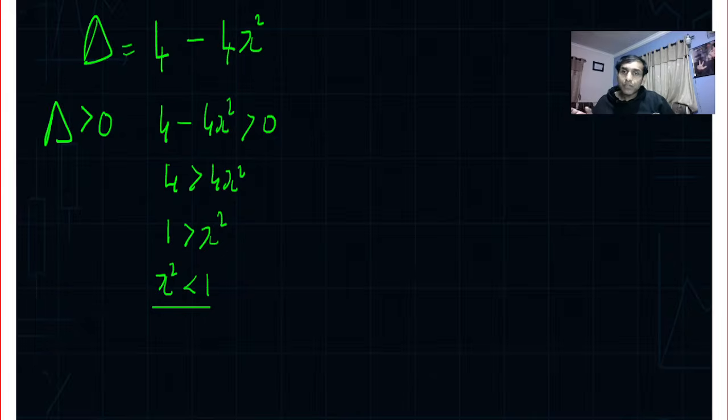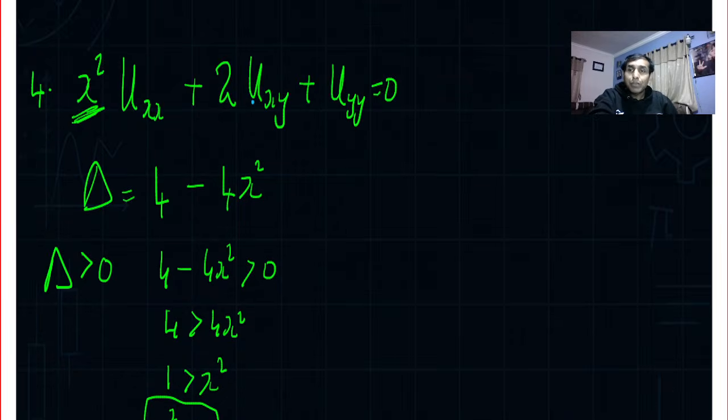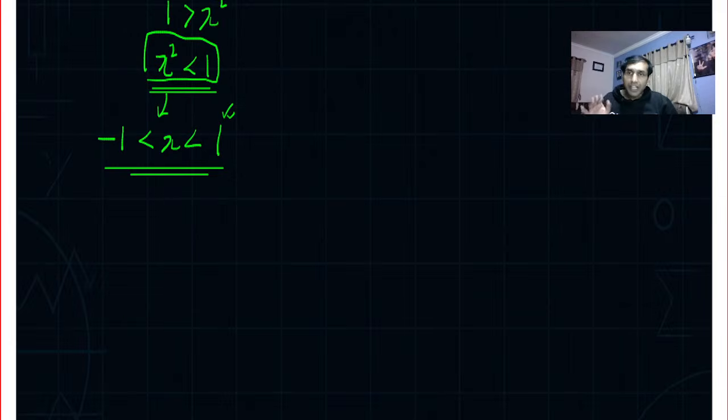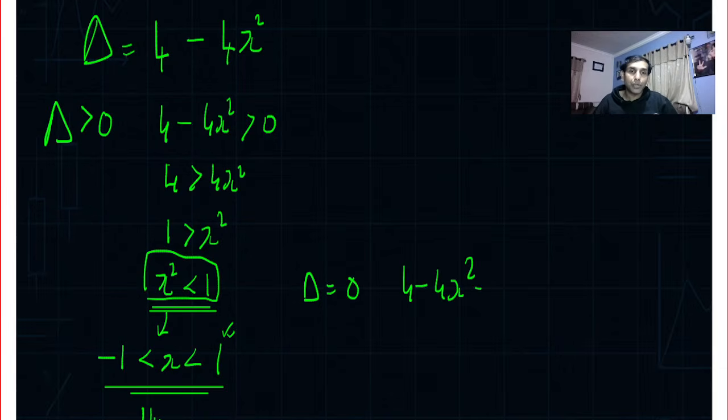And in your plus 1 plus 2 you learn about modulus and squaring function. This can be converted into minus 1 less than x less than 1. You can check your plus 2 book, or you can talk about the modulus function. If x square is less than 1, then the x value should be between minus 1 and 1. So my conclusion is, you plug in any x value between -1 and 1, it will be a wave model. That means hyperbolic.